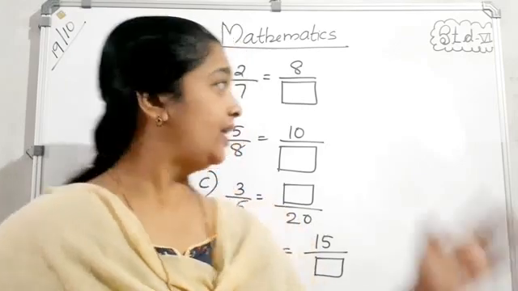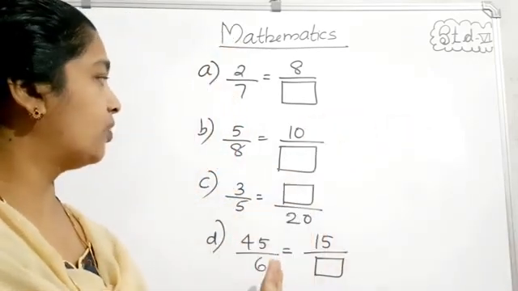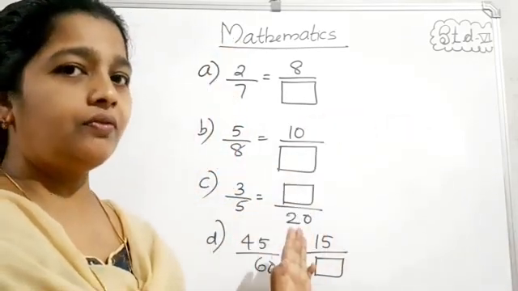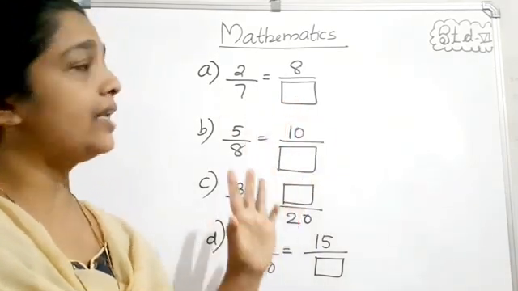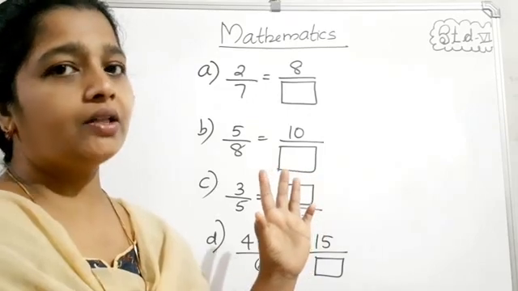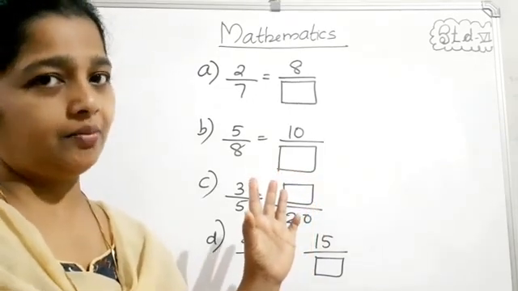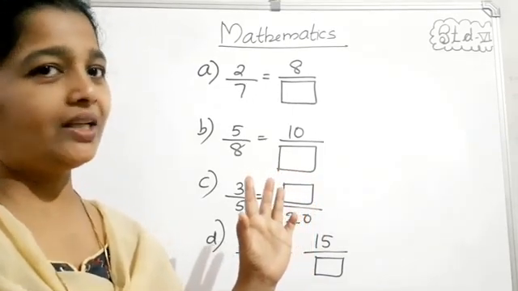Question. Here are four questions, A, B, C, D. You want to fill in the blanks. These are equivalent fractions, so we want to find the missing number in the box. Clear? Yes. So we can go.